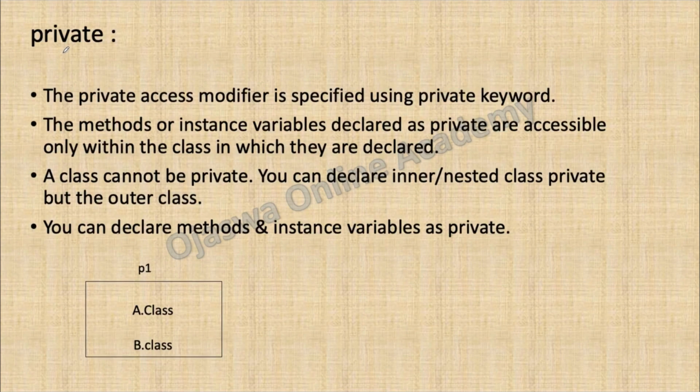Let us try to understand what is private access. Private access modifier is specified using the private keyword. The methods or instance variables declared as private are accessible only within the class in which they are declared. A class cannot be private. You can declare an inner or nested class as private, but not the outer class. You can declare methods and instance variables as private.